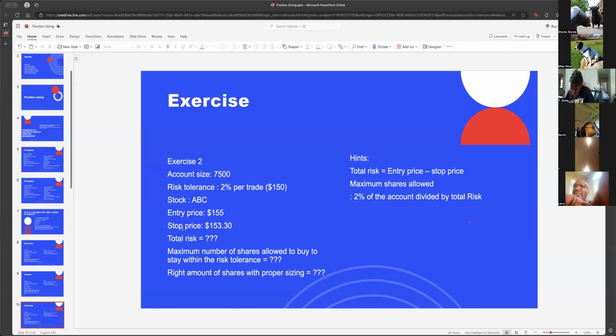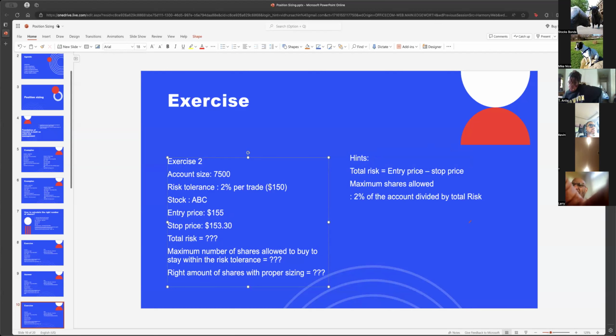It's pretty simple. Same template, but we're going to tweak it a little bit here. Entry price minus stop price will give you the total risk. In this scenario, what's the total risk? Calculate it. Total risk is $1.70. So now what's the maximum amount of shares you can buy? It's pretty simple. $150, the 2% risk, divided by your risk tolerance. You're going to get 88.23. You can round it down to 88.